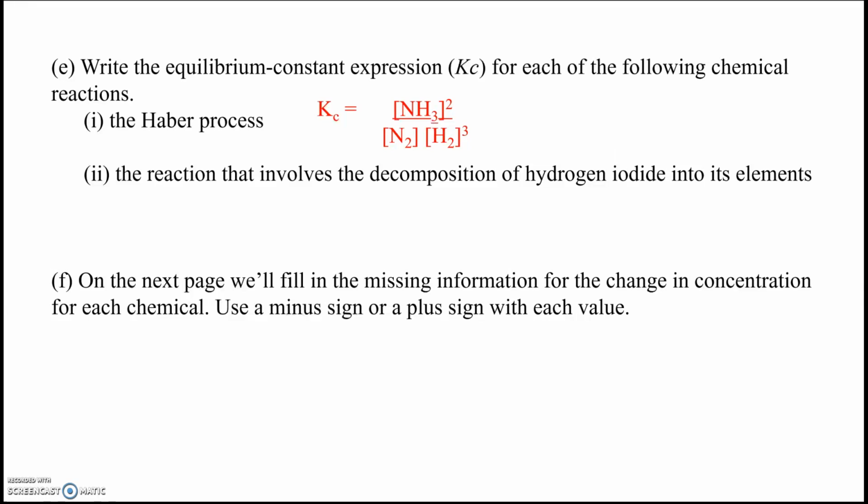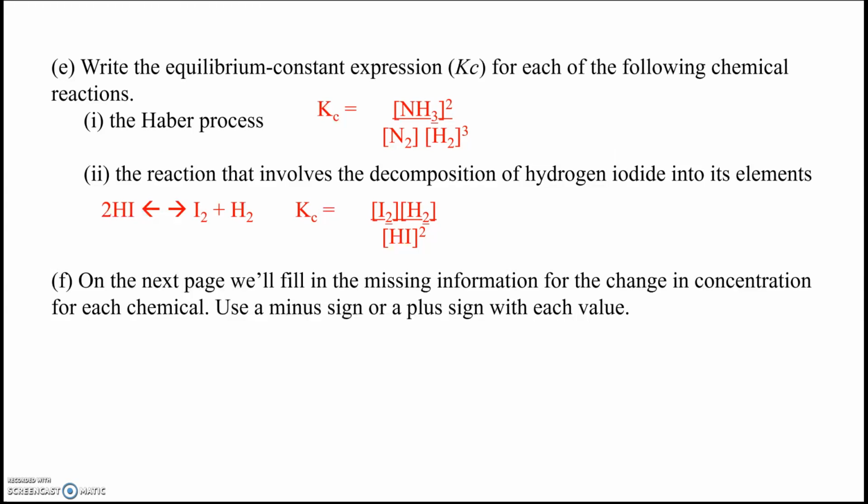Subpart 2 here, the reaction that involves the decomposition of hydrogen iodide into its elements. Well, here's my reaction. 2HI reacts to form I2 plus H2. So I can write an equilibrium expression, because here I have Kc is equal to, and then I take again each of the products raised to its stoichiometric coefficients, which would be 1, divided by the reactants, in our case hydrogen iodide, squared because the stoichiometric coefficient is 2.